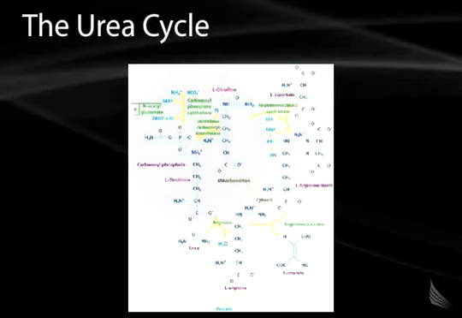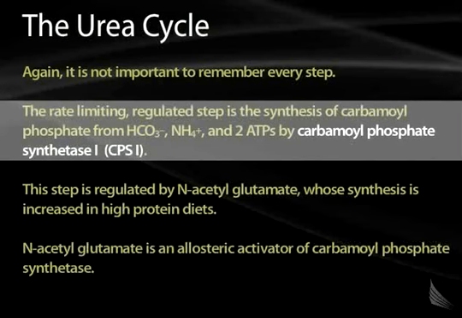This is the urea cycle, and again, it's a complicated cycle. I don't need you to remember all of the steps, but just a couple of them, which are outlined here: the carbamoyl phosphate synthetase and ornithine carbamoyl transferase. The rate-limiting regulated step is the synthesis of carbamoyl phosphate from bicarb, ammonium ion, and 2 ATPs. The enzyme responsible for this is carbamoyl phosphate synthetase 1, or CPS1.